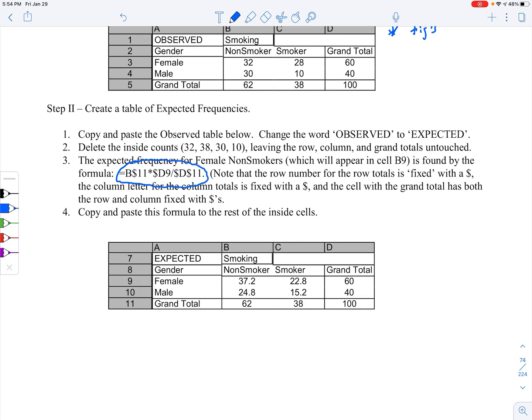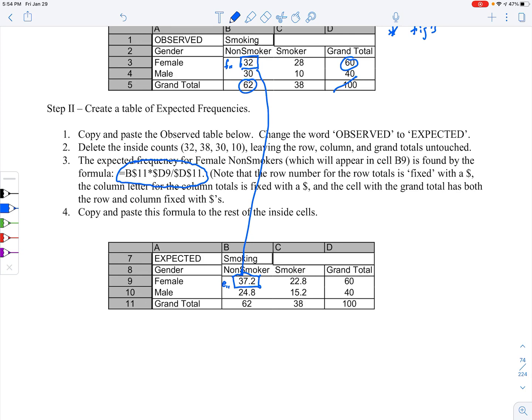It's the row total times the column total divided by the grand total, and that'll give you, for this particular cell down here, the Eij. So this is the Fij, I guess the F11, and this is the E11, right? So that's how you do that.